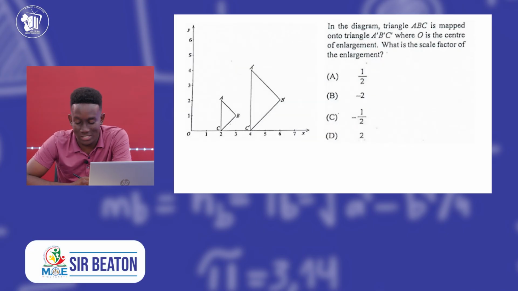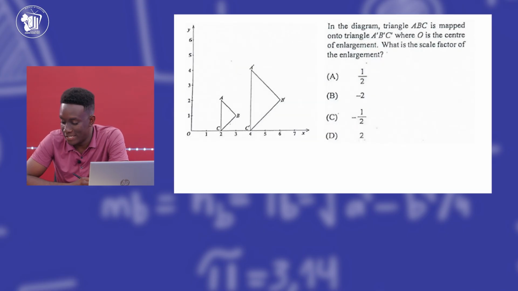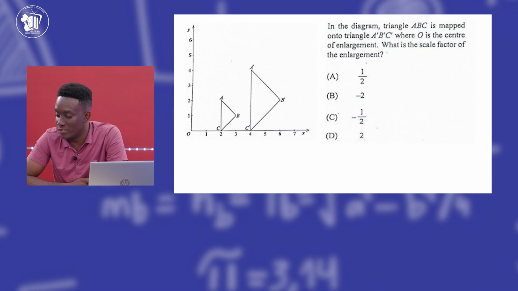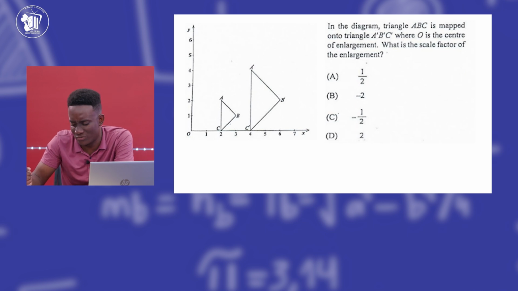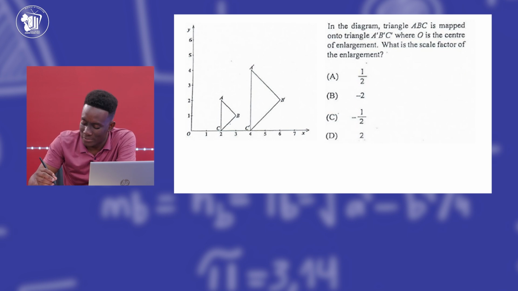So the next question says, another diagram, it says in the diagram triangle ABC is mapped on the triangle A prime B prime C prime, where O is the center of enlargement. So what is the scale of the enlargement? So there are two ways in which we can find the scale. The easiest way to do it, let's look at the line AC.